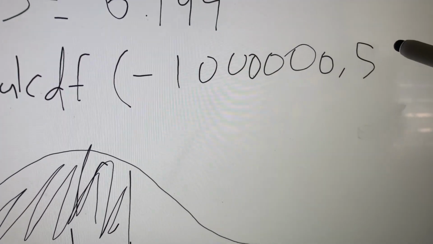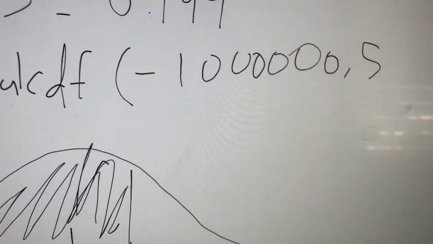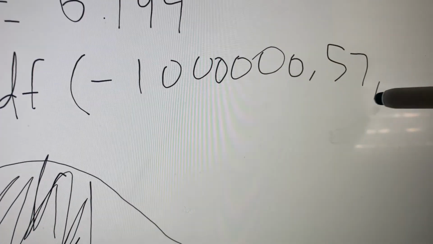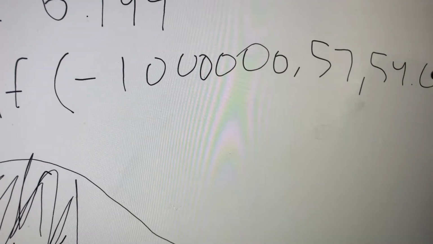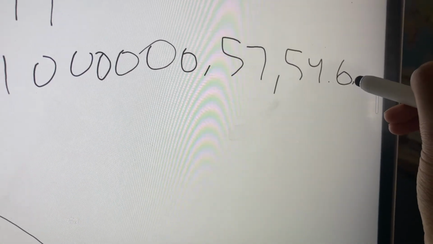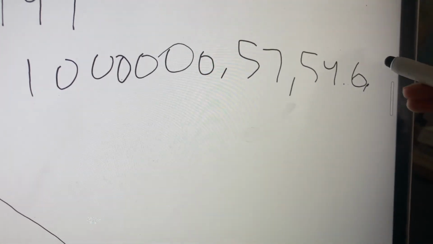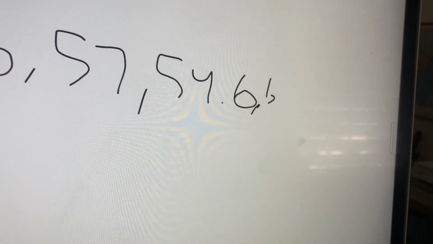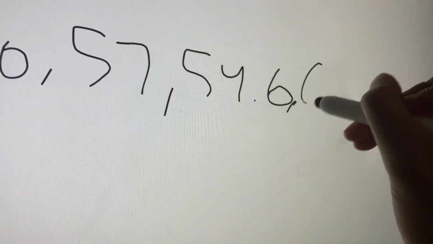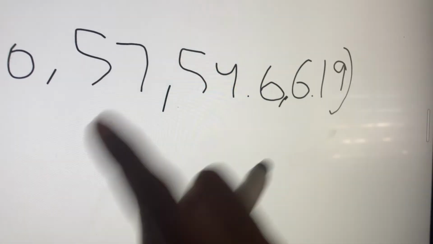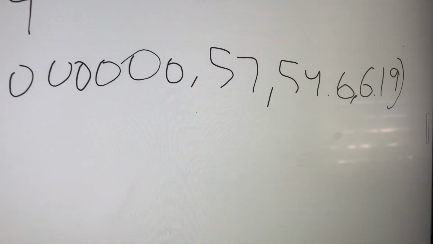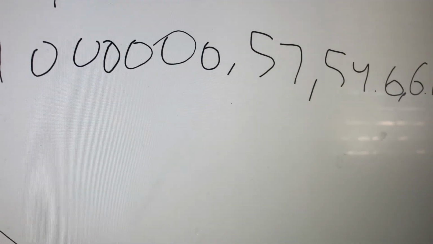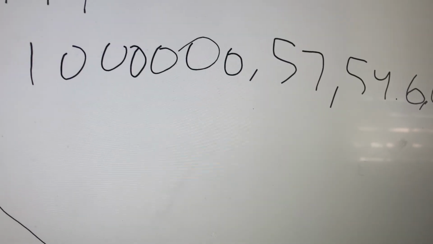Then the upper is the highest value, which is 57. Then the mean, 54.6, and then the standard deviation, which we just found is 6.19. Now just put that into our calculator. I'm doing it right now.